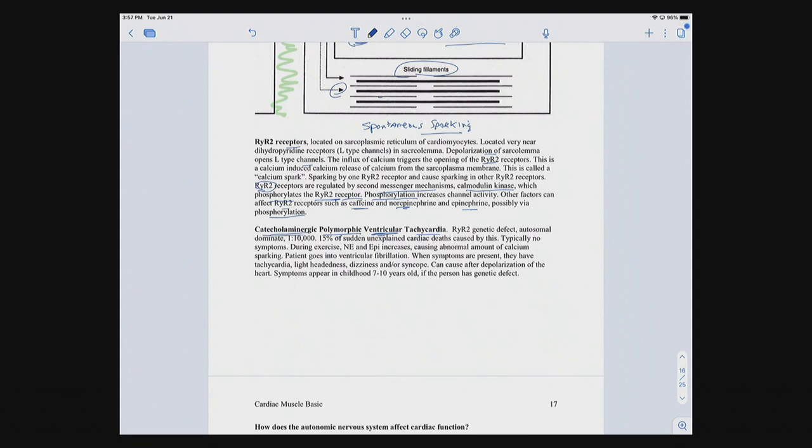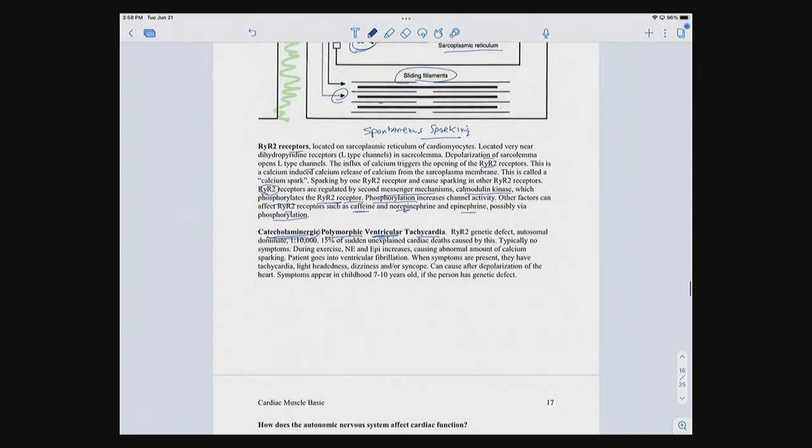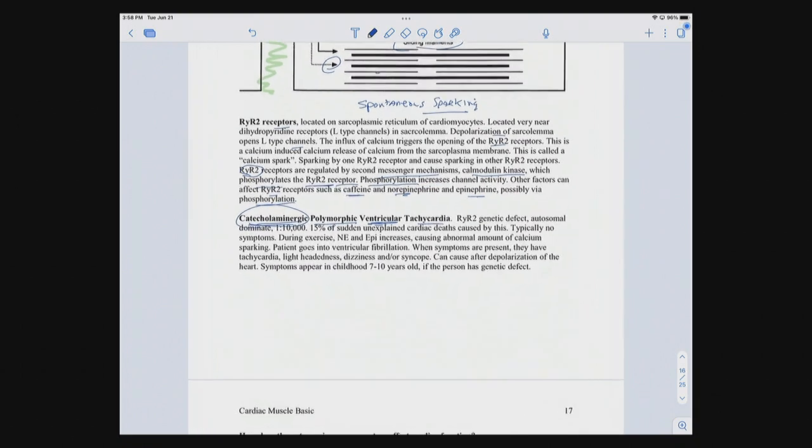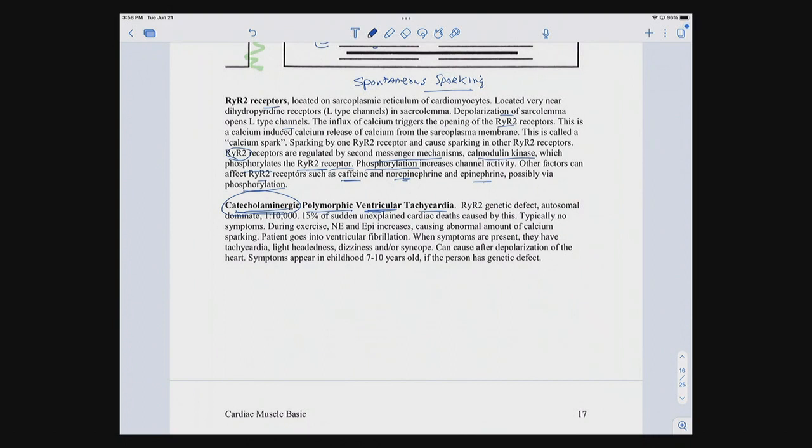In catecholinergic, again, catecholamines, what are we talking about here? Talking about epinephrine, norepinephrine, you know, theoretically dopamine, etc. So putting all these together, just looking at the name, you can get a sense that what I'm having here is a type of tachycardia of the ventricle, and it is being induced by a catecholamine, epinephrine, and norepinephrine. So what we have here is actually a genetic defect.